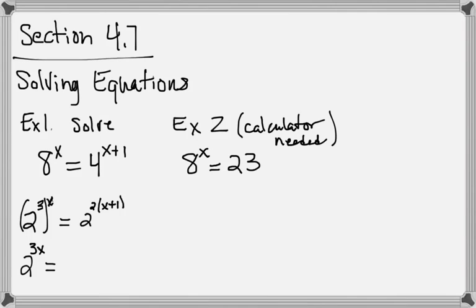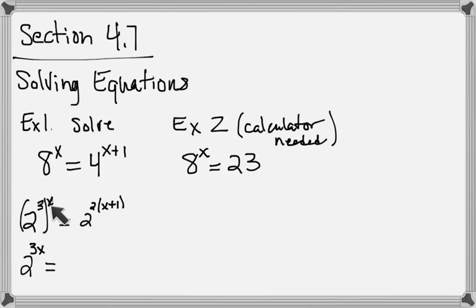So the fact is we started here and we took our 8 to the x, right here, and we took 4 to the x plus 1. The goal was to take the whole numbers, the bases 8 and 4, and rewrite them as numbers with the same base. So 2 to the third is 8, and 2 squared is 4.